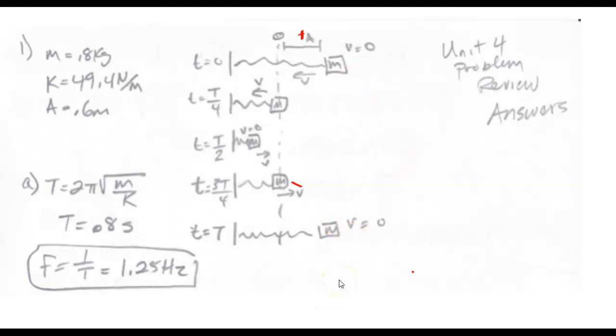Part A asks for the frequency of the oscillation. The first thing I did was calculate the period. I just plugged in 2 pi times the square root of m over k. I got the period to be 0.8, and then you take the inverse of the period to get the frequency. So 1.25 hertz is the frequency of the oscillation.